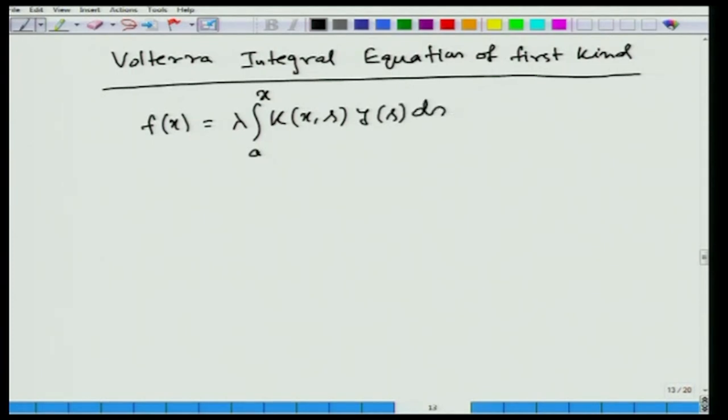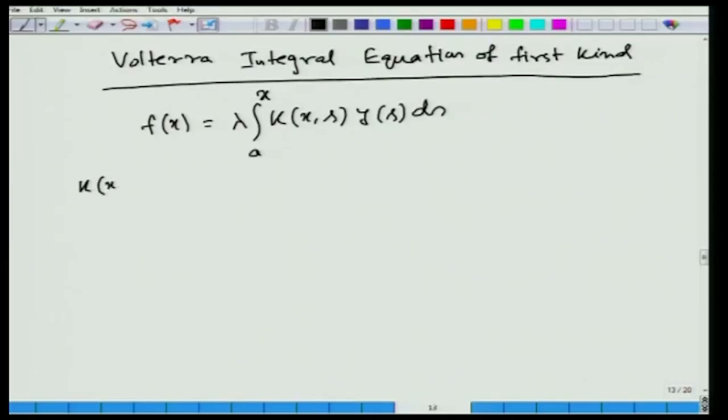Now, first we are going to solve this equation by converting it into the Volterra integral equation of the second kind, but you have to keep in mind this conversion is possible whenever k(x,x) is not equal to 0. You may ask, if this is equal to 0, what can be done? After discussing this part, I will come to this particular point.